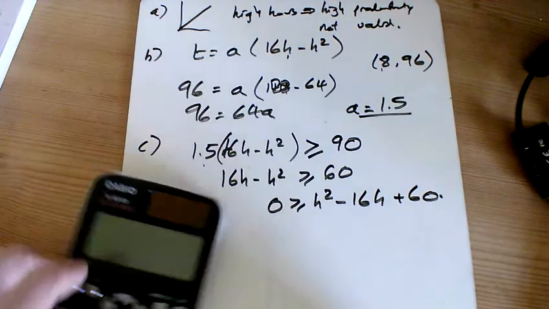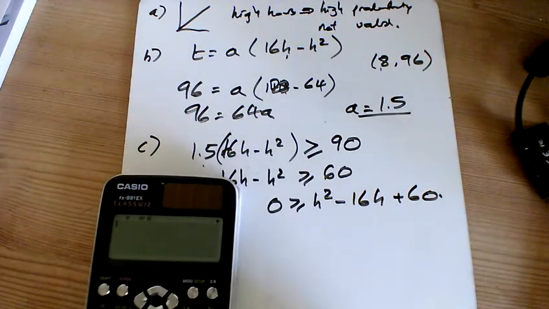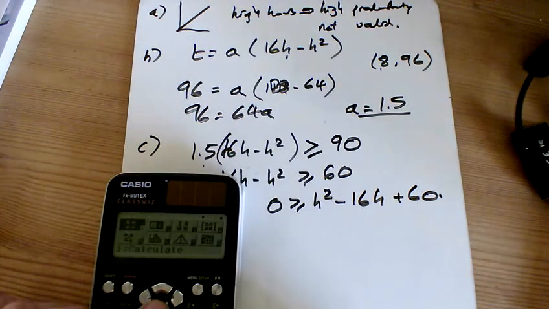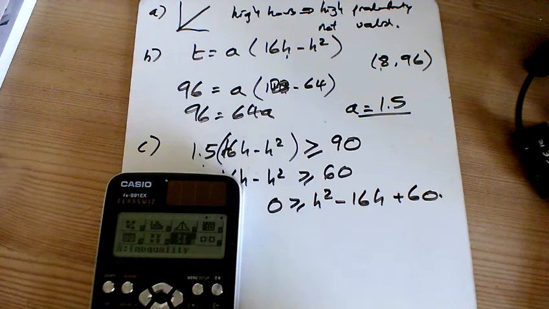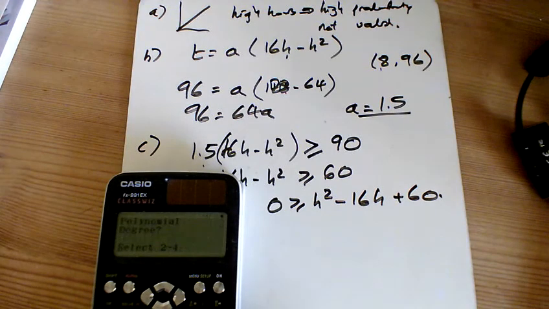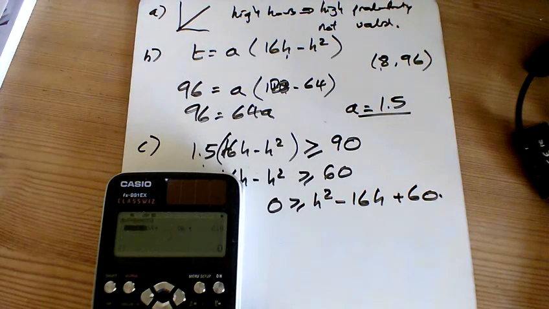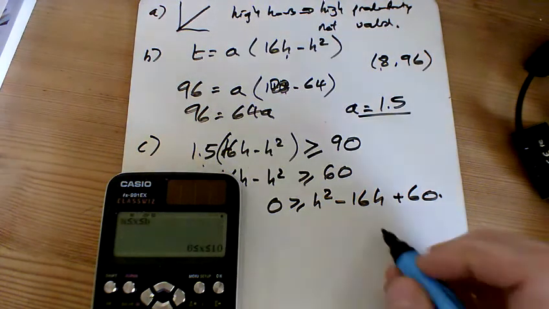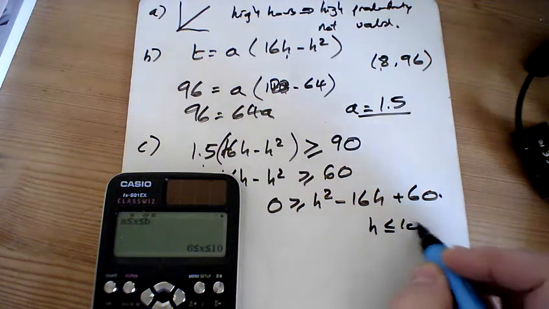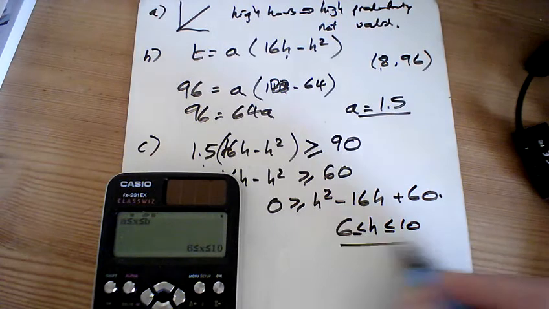Should we do it on the calculator? I mean, I'd factorize it myself, but if we do it on the calculator here, we're going to our inequality solver, degree 2, and we want this is less than or equal to 0, so that's number 4, and we've got a 1, a minus 16, and a 60, and that's telling us that h can be between 10 and 6.